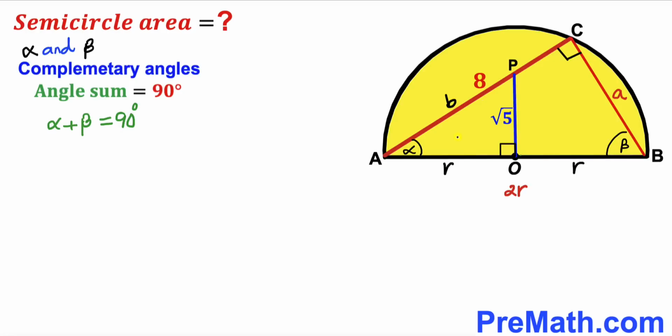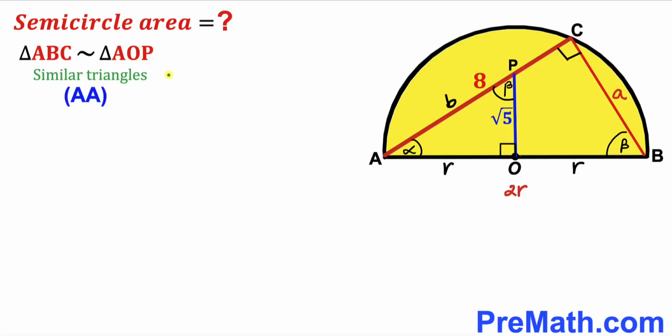And now let's focus on this smaller right triangle AOP. This angle is alpha, this angle is 90 degrees. So therefore this angle has got to be our angle beta. So therefore we conclude that this right triangle ABC is similar to the other smaller triangle AOP according to the angle similarity theorem. So therefore we are going to have a proportion.